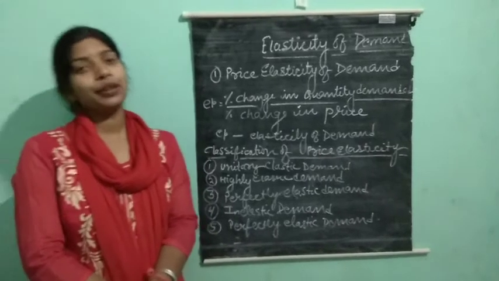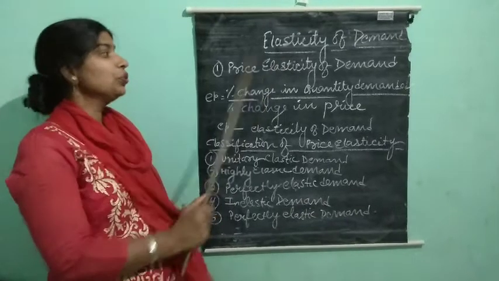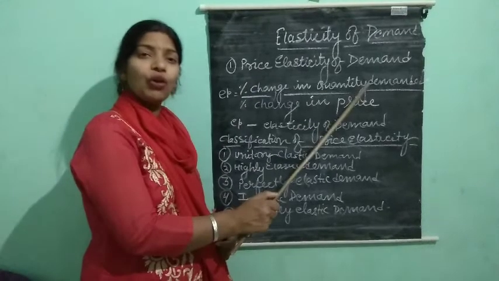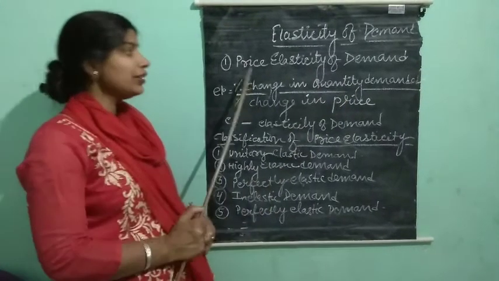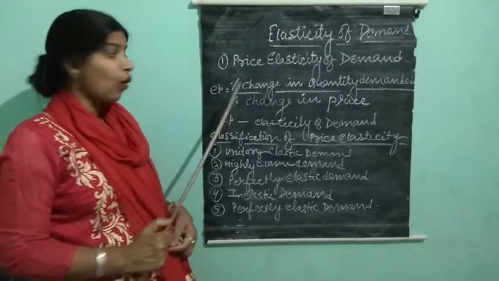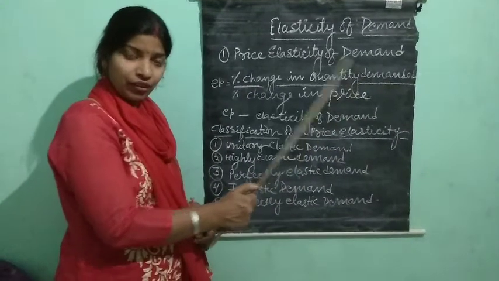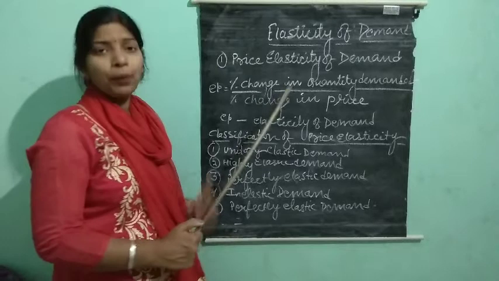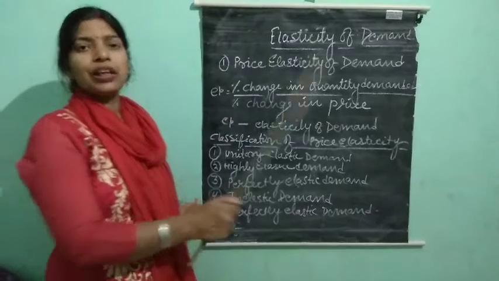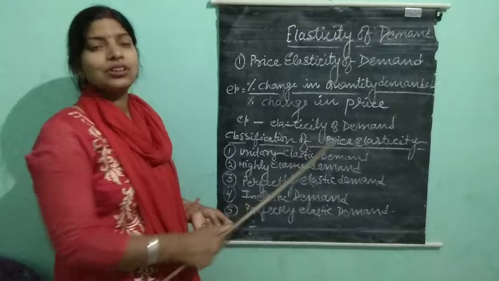12th class, already we have done the difference between law of demand and elasticity of demand. Now we shall do the first type of elasticity of demand. This is price elasticity of demand. Price elasticity of demand refers to the ratio of proportionate change in quantity demanded of a commodity and percentage or proportionate change in price. This is price elasticity of demand. And EP denotes here elasticity of demand.